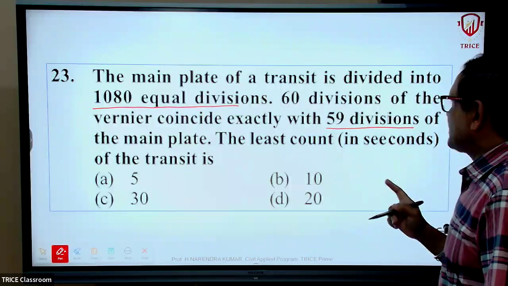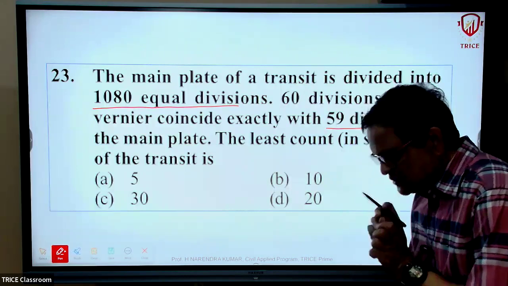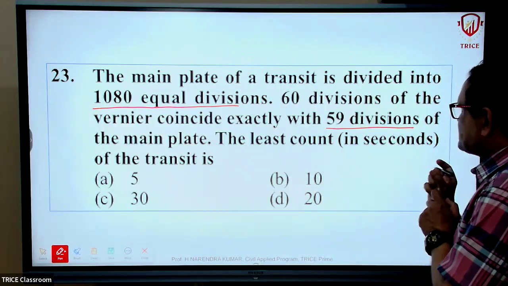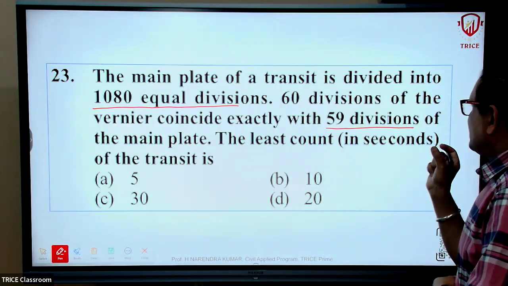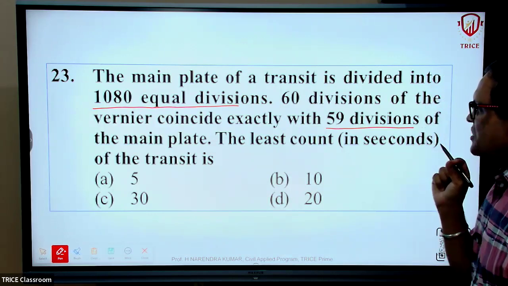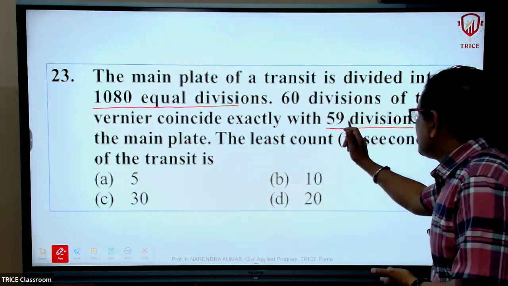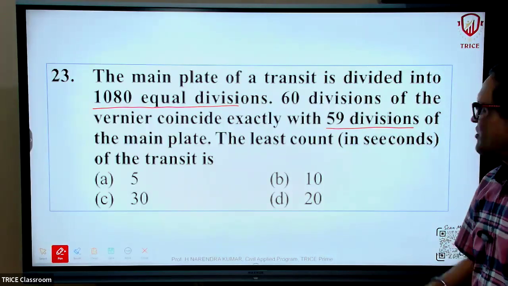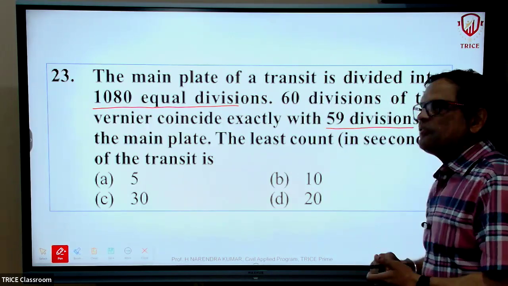60 divisions of the vernier coincide exactly with 59 divisions of the main plate. This is the important observation that you should do with the theodolite. In the vernier there will be 60 divisions, but if you align it with the main plate, it coincides exactly with 59 divisions. That is why we identify the coinciding division in the vernier. If both are 60, then all the divisions are coinciding. But here there are only 59 divisions.